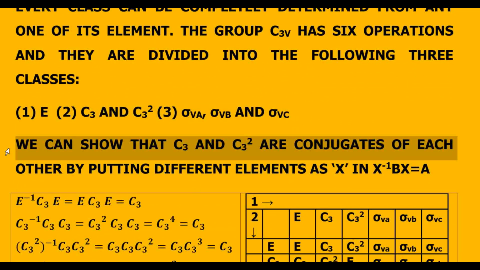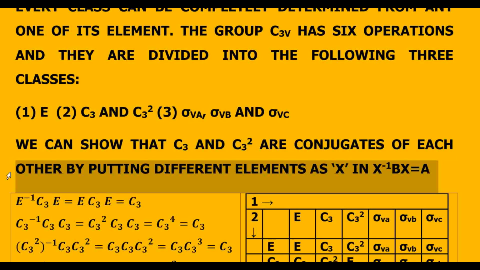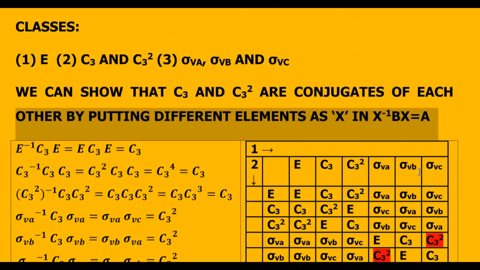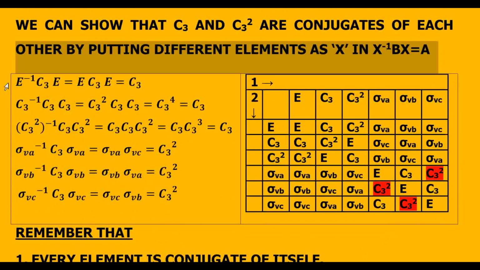Now we can show that C3 and C3 square are conjugates of each other. How we will do it is we will substitute different elements in the position of X in this general equation X inverse Bx, and then find out what is the outcome. So let us begin over here. See, there are general rules of a class, or rather similarity transformation, that we will be studying during the process.